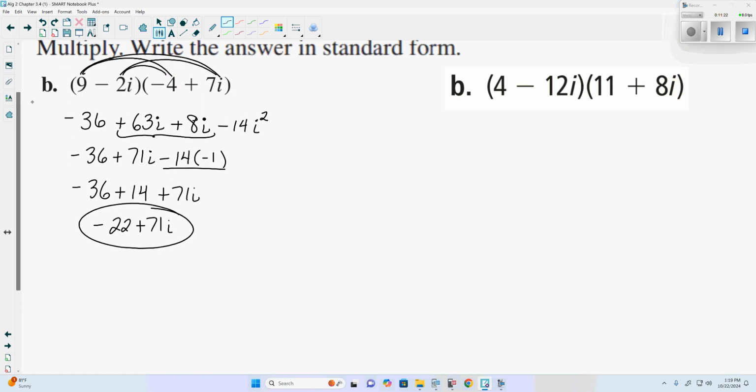I believe this is the last problem of the day, or last problem of this note sheet. Well, again, we can start off the same way we did the last one. We're going to distribute the 4. We're going to multiply through by 4. 4 times 11 is indeed 44. 4 times 8i, 4 times 8, 32, and we still have our i, so 32i.